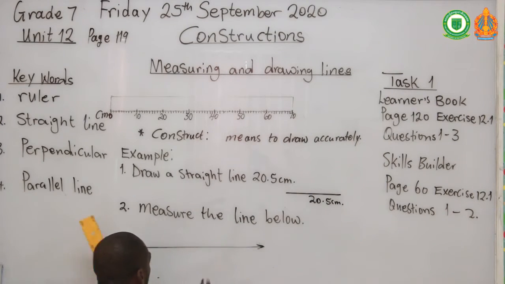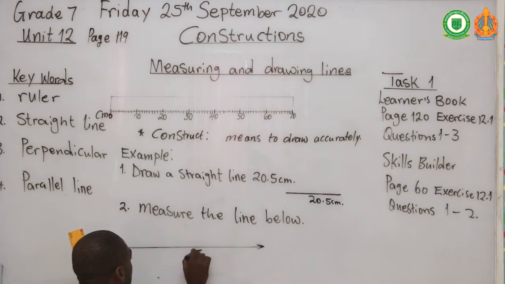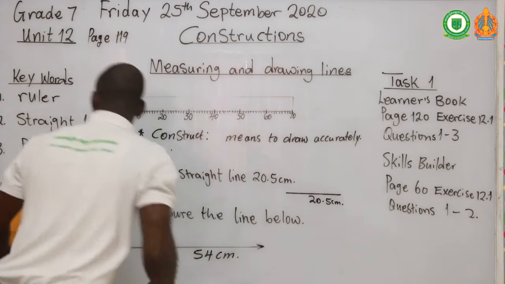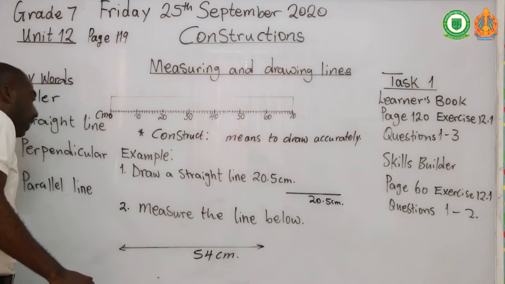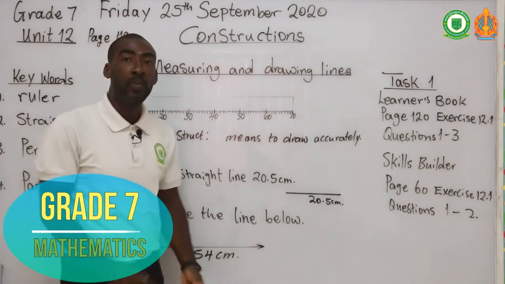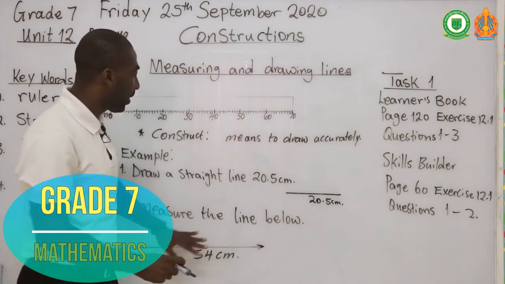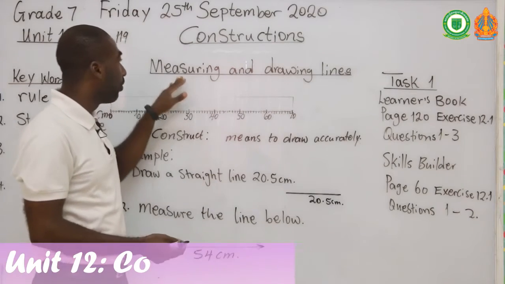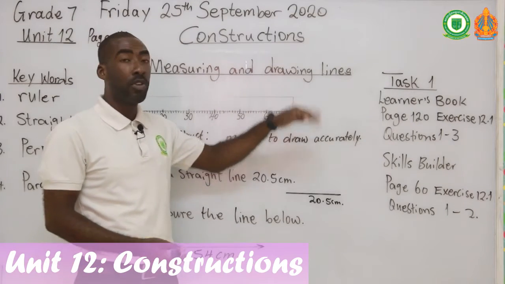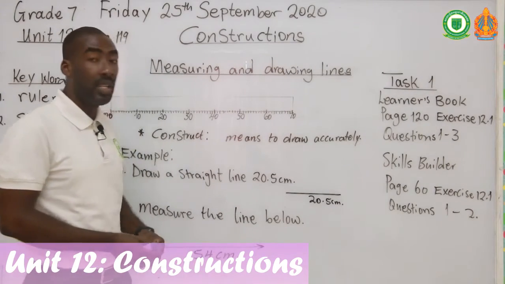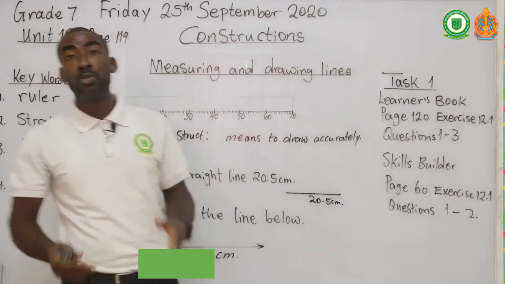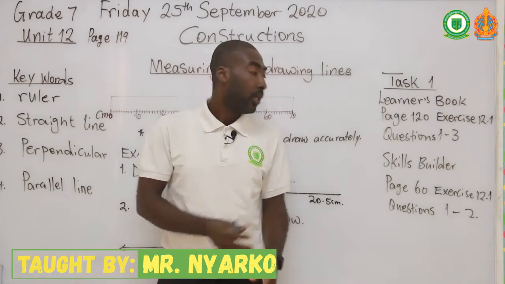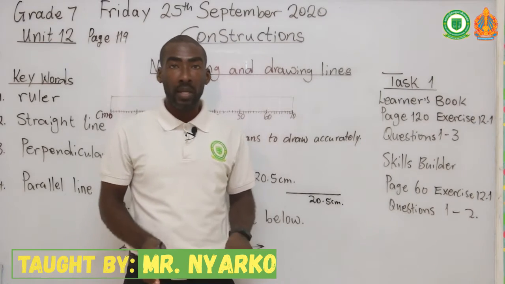So we have 54 centimeters, okay? So this line measures 54 centimeters. So this is how you can always do your construction. You do your measuring and then you do your drawing accurately without any challenge. You first need your ruler, and that will help you to get your drawings correctly, okay?